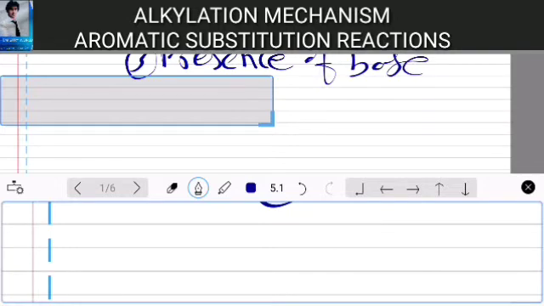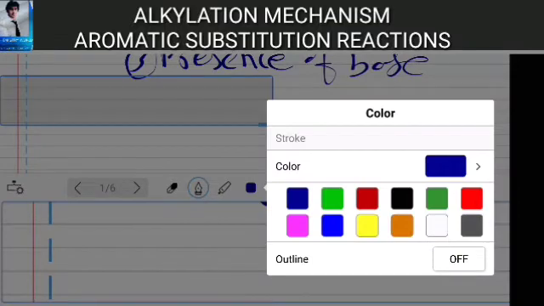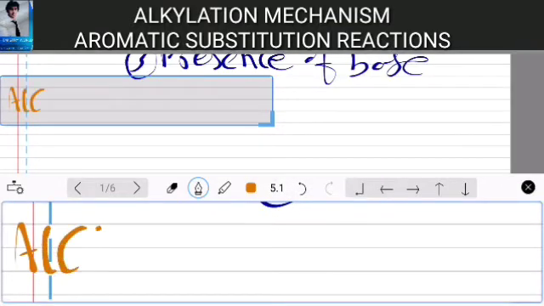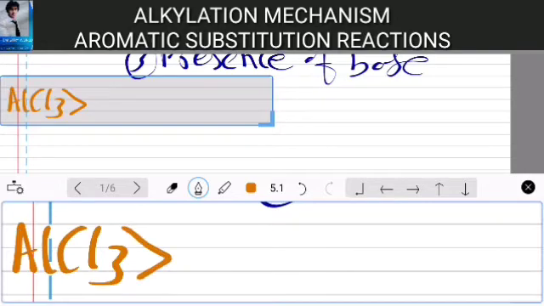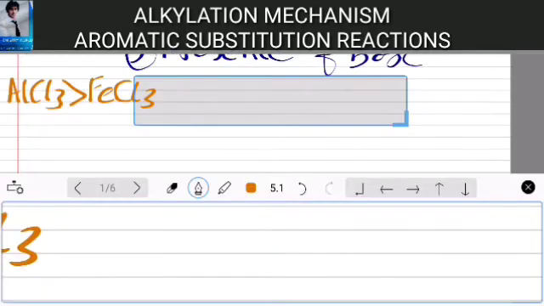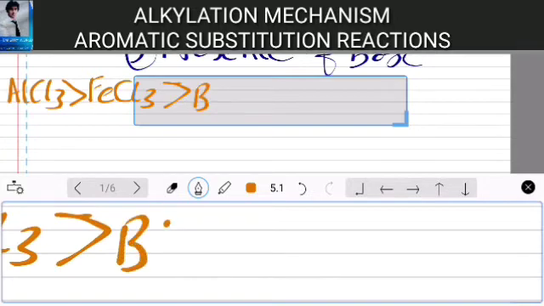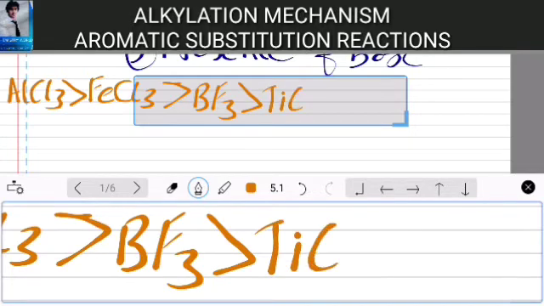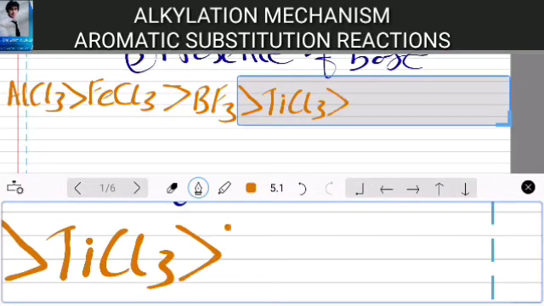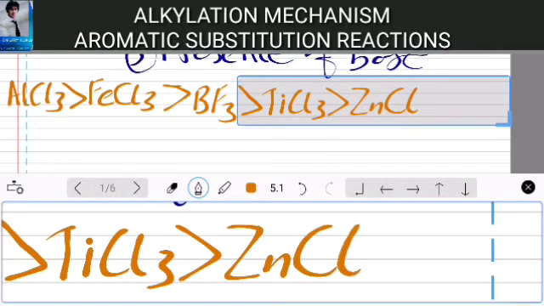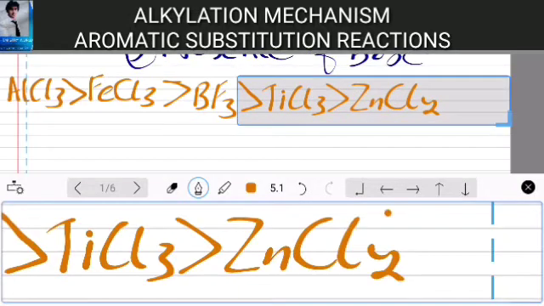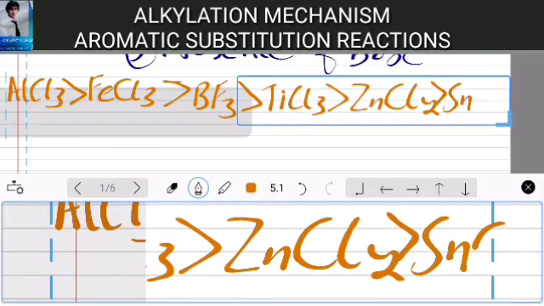Instead of AlCl3 as a catalyst, we can also use more catalysts, but AlCl3 acts here as a strong catalyst. We have other catalysts as follows. First one is AlCl3. If we don't like, we can use FeCl3. If we don't like, we can also use BF3. We can also use TiCl3. We can also use ZnCl2. We can also use SnCl4.